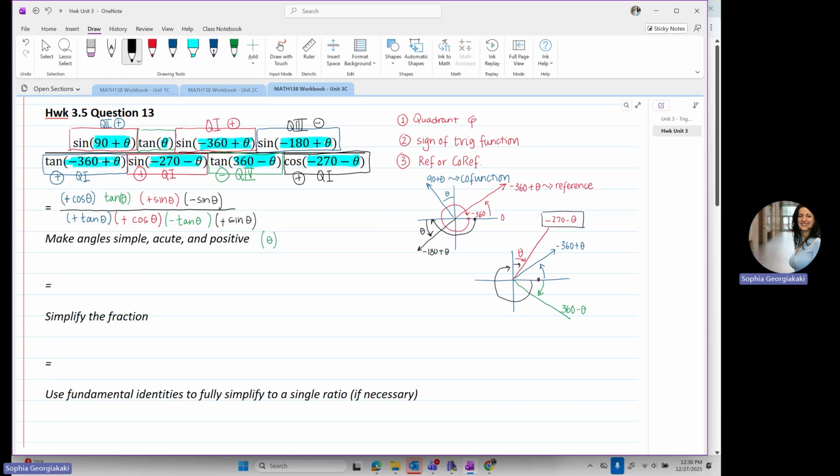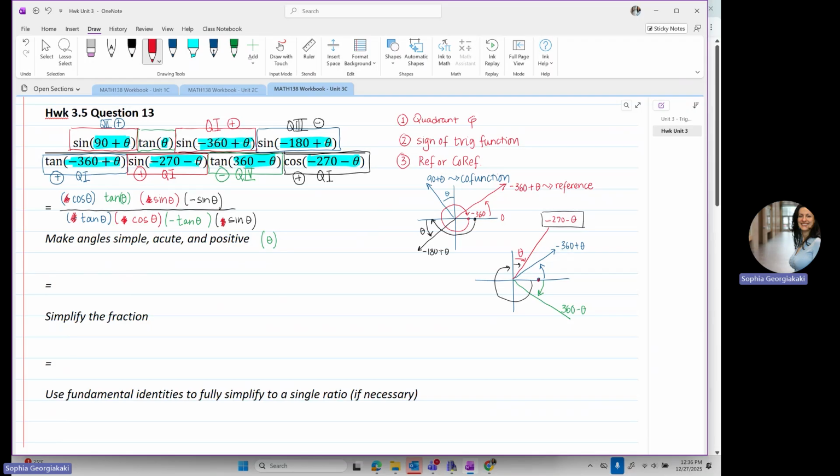So now I really don't need to keep an eye on these positive signs. They were just for me when I was doing the work. I don't need them. I have completed the first step. The first step says, make the angles simple, acute, and positive. So I have expressed everything in terms of theta. The next step says, simplify the fraction.